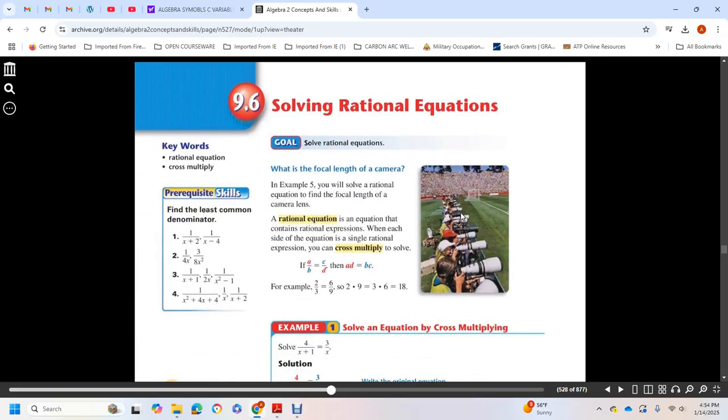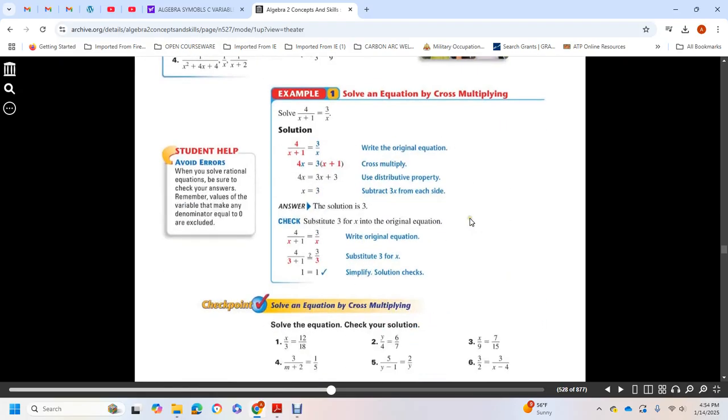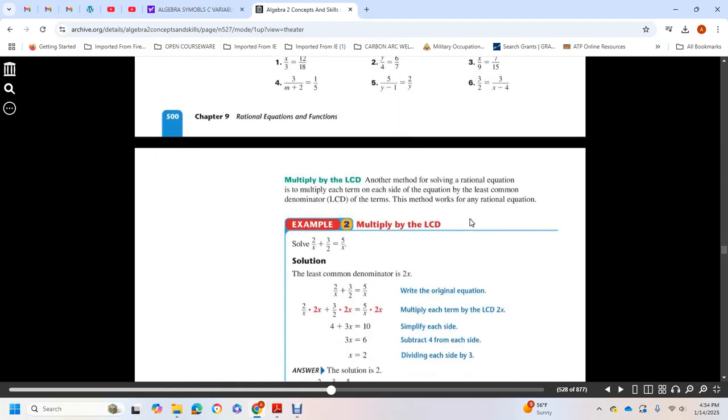9.6, solving rational equations. A rational equation is an equation that contains rational expressions. If each side of the equation is a single rational expression, you can cross multiply to solve: if a over b is equal to c over d, then ad is equal to bc. Another method of solving a rational equation is multiplying by the least common denominator: multiply each term on both sides of the equation by the least common denominator of the terms. This method works on all rational equations.